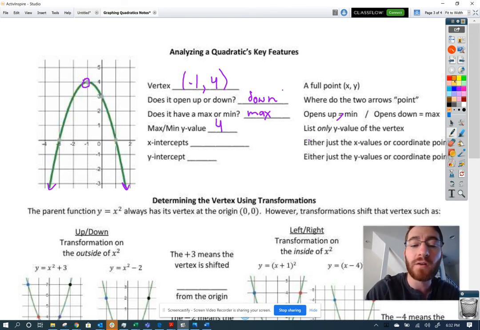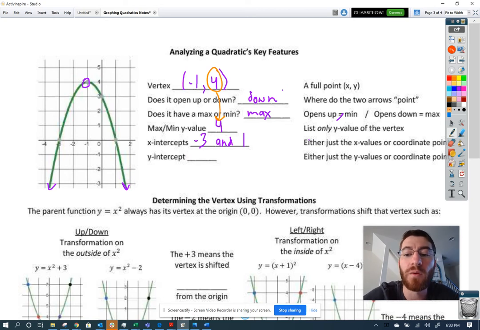If you're struggling to figure out what is the max or the min, you can always look at the y value of the vertex, and that will always tell you. The vertex is by far the most important point of parabolas. Very important. Let's look at the x-intercepts. You can either list just the x values or the coordinate points, and those are where your parabola crosses the x-axis. So that's at -3 and 1. Then the y-intercept.